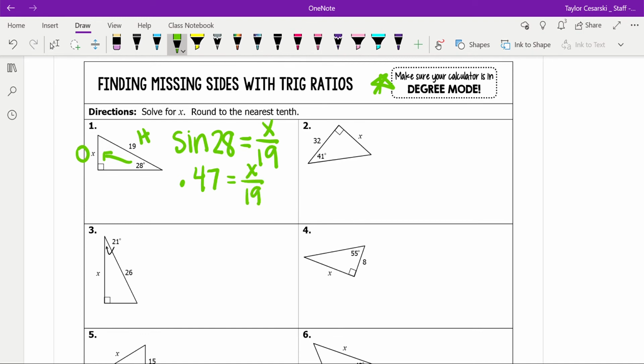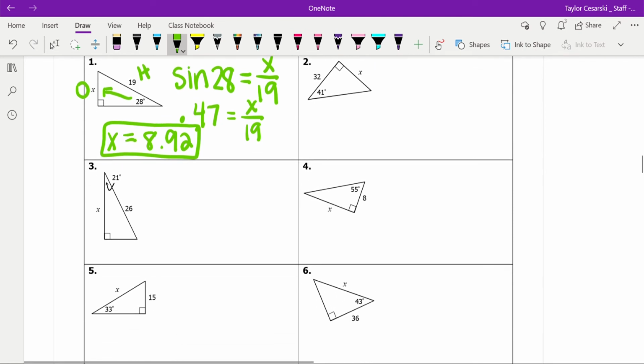All right, now this is x divided by 19, so in order to get rid of division, we're going to just hit times 19. Remember, don't retype that 0.47, just hit times 19 in your calculator, and we get x equals 8.92. And that's it.